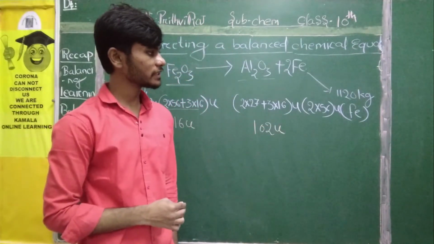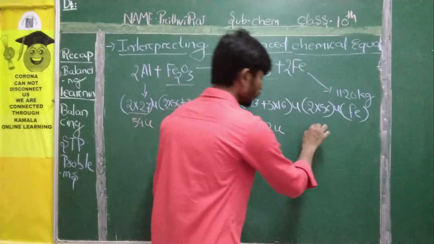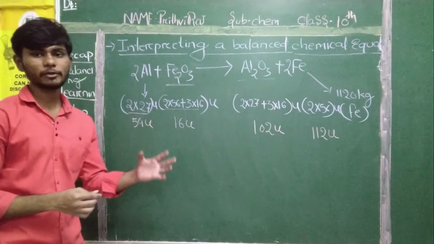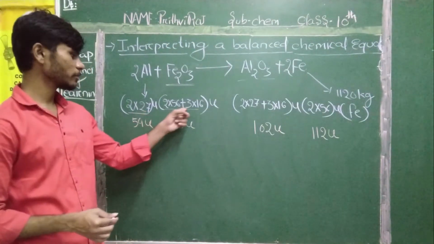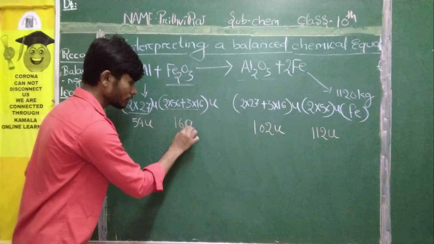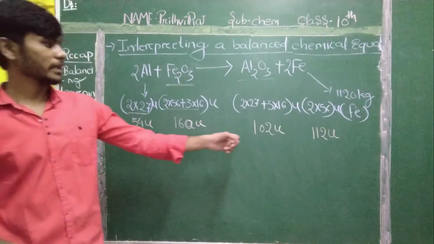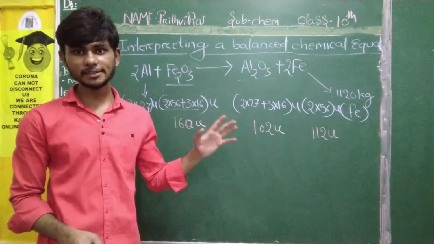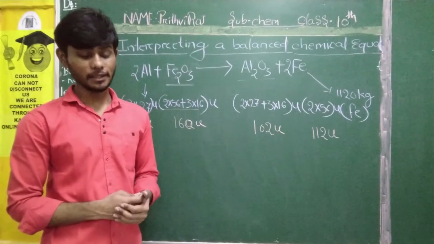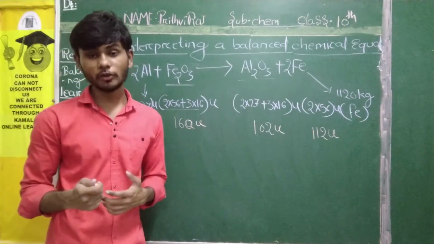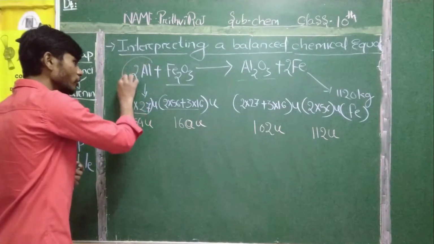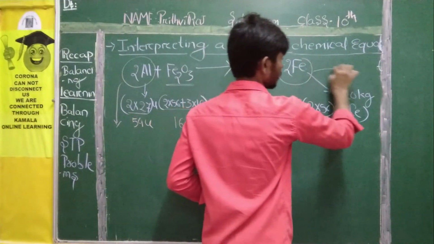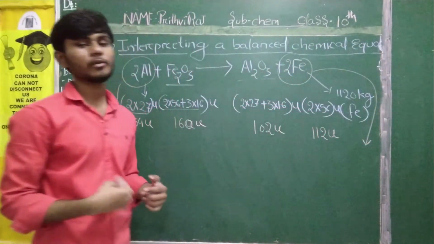And there, 2 into 56 U means your 112 U. Okay. They all are unified mass. Its molecular mass is 54. Its molecular mass is what? 160, sorry. 160. There it is 102. There it is 112. Okay. You got everybody's mass. Now it's saying how much aluminium is required to get iron.